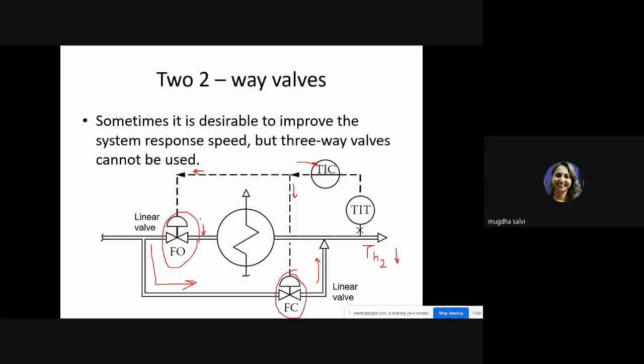The first control valve, which is fail to open, will start closing or reducing its opening, whereas the fail to close valve will start increasing its opening and allowing some liquid to pass into the bypass line. This way I can use two-way valves to achieve the action of a single three-way valve, and this will not give you the limitations of the three-way valve also.